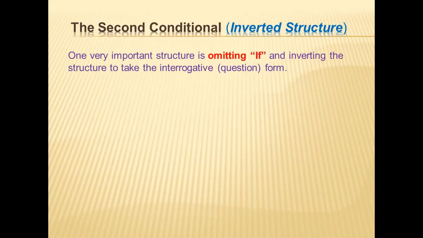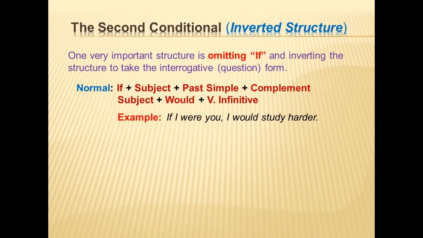One very important structure is omitting if and inverting the structure to take interrogative question form. It means that if you want to use it in interrogative form, you can omit if. For normal: if plus subject plus past simple plus complement. In the main clause, subject plus would plus infinitive.